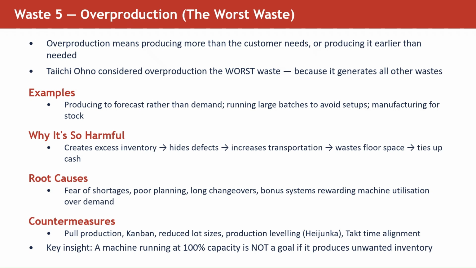Now, what can be the countermeasures? You can usually go for pull production or JIT, just in time. You reduce the lot sizes, do production leveling with Heijunka, takt time alignment. So these are all things that we can do. Now the key insight is that a machine running at 100% capacity is not a goal if it produces unwanted inventory. That is the statement to be remembered.